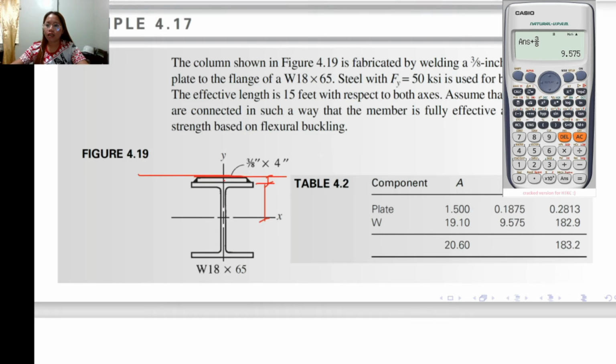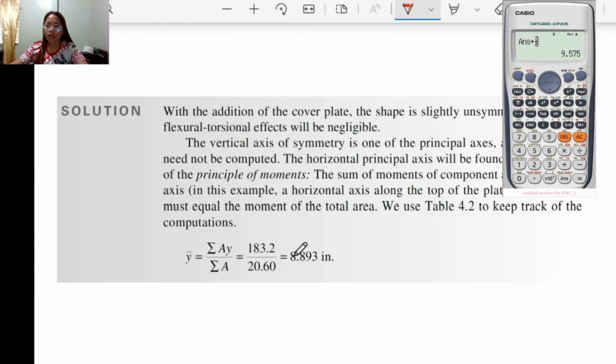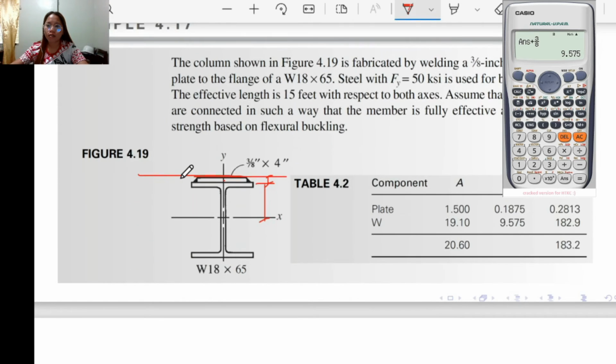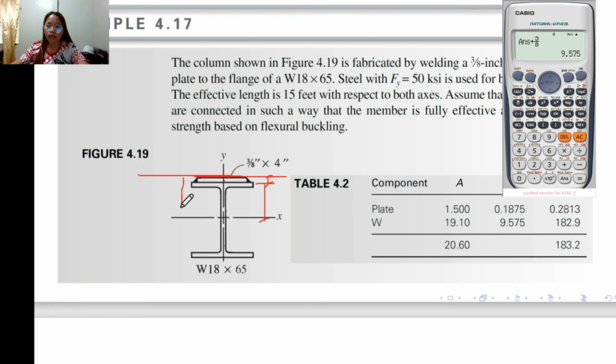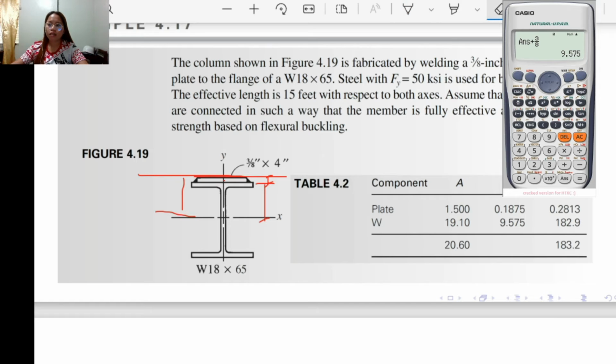So that is it. Then, the 8.893 is the centroid from the reference, from the top, to somewhere here. It does not reach 9.